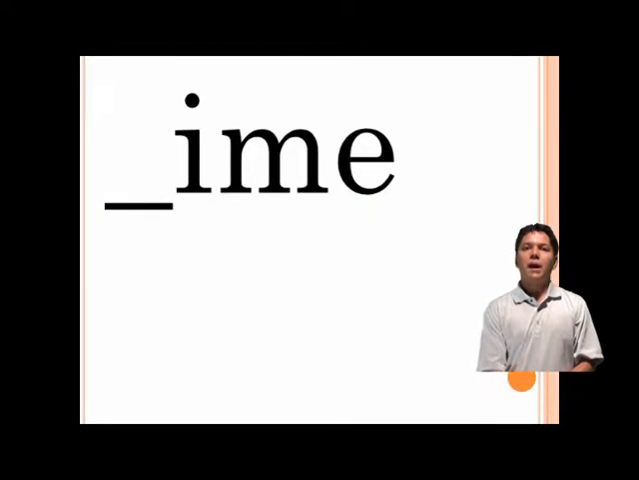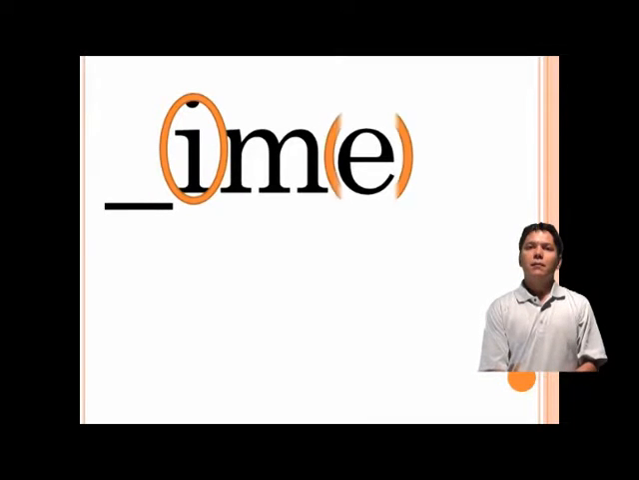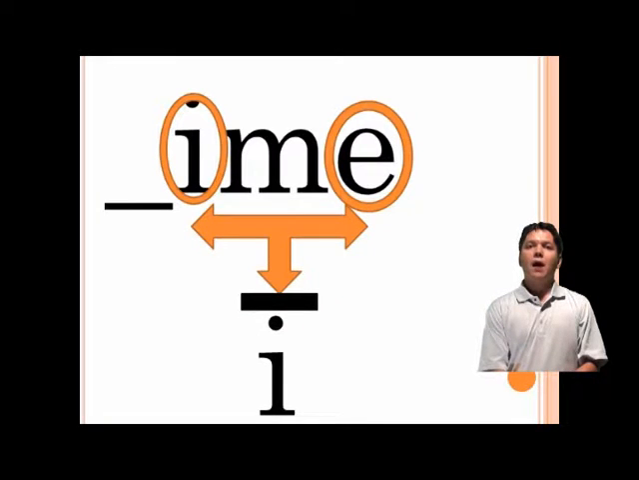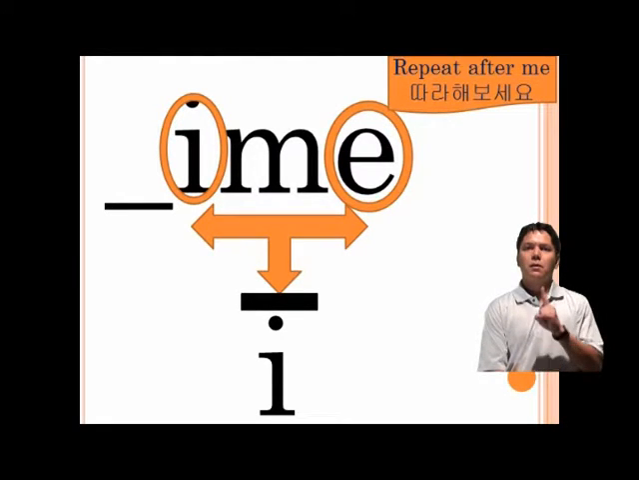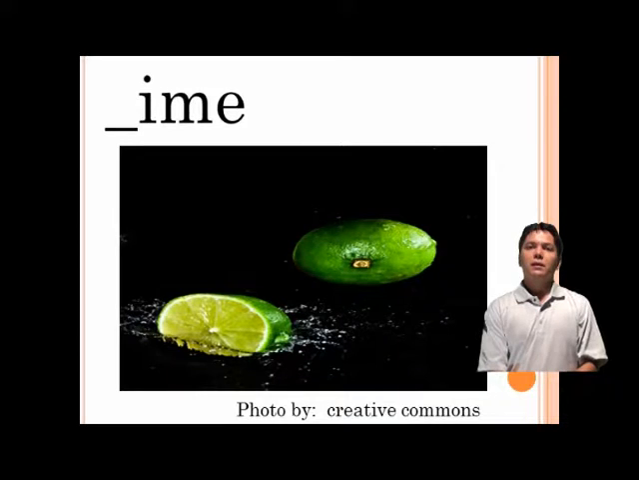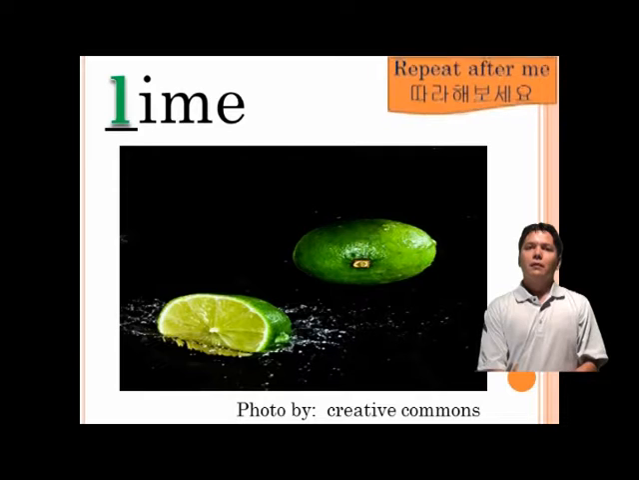Now we have the IME. The I and the E make the long I sound. So we have I'm. I'm. This would be lime. Lime.